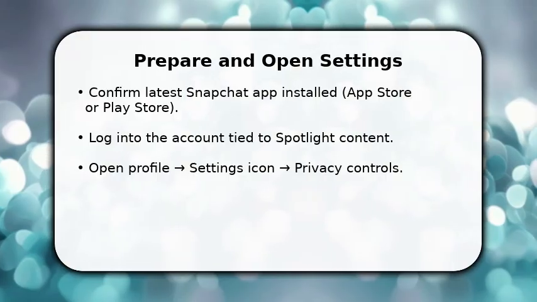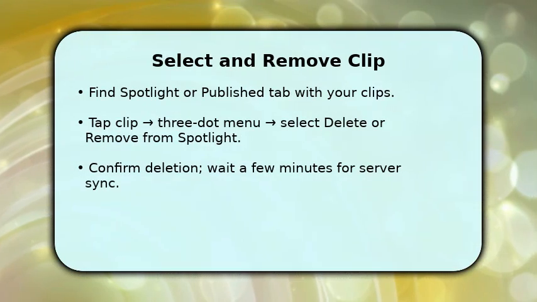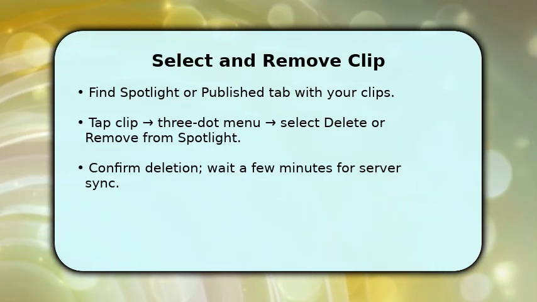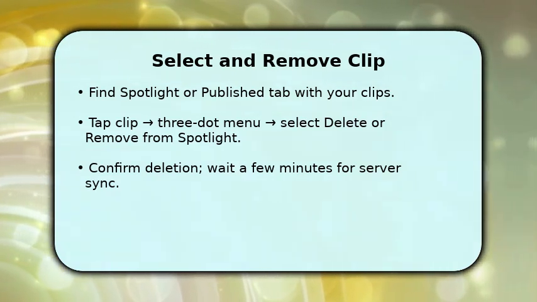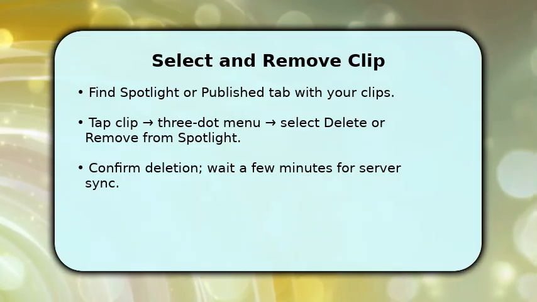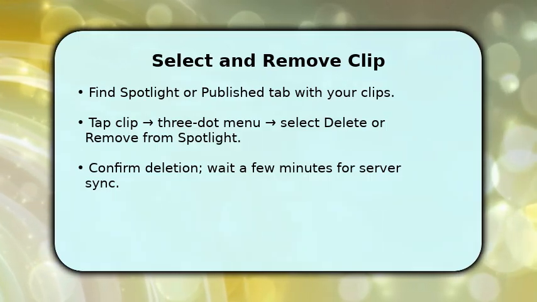Now that you're in the right section, move on to selecting the specific clip. You'll see a list or grid of your published Spotlight clips. Tap the one you want removed to open it. Next, use the three-dot menu or More options and choose Delete or Remove from Spotlight. This triggers the app to unpublish that clip. Confirm when prompted so the action completes.